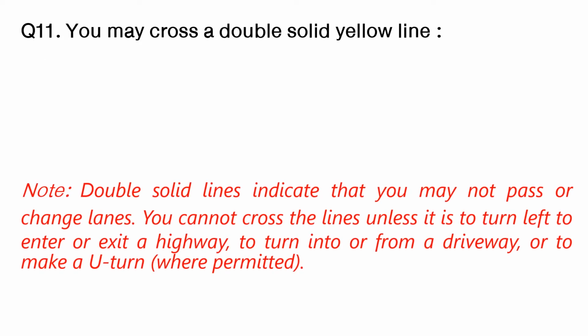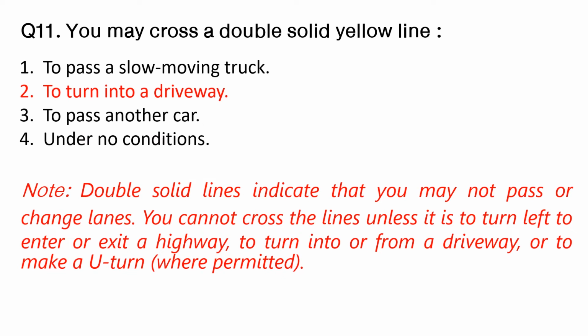The answer is option number 2. To turn into a driveway. Note: double solid lines indicate that you may not pass or change lanes. You cannot cross the lines unless it is to turn left to enter or exit a highway, to turn into or from a driveway, or to make a U-turn, where permitted.